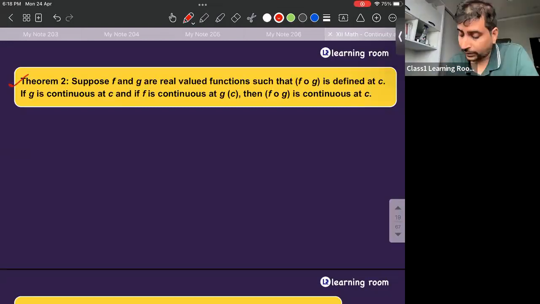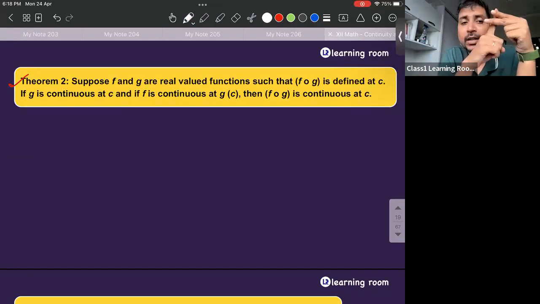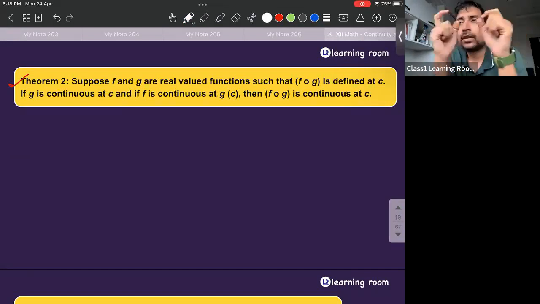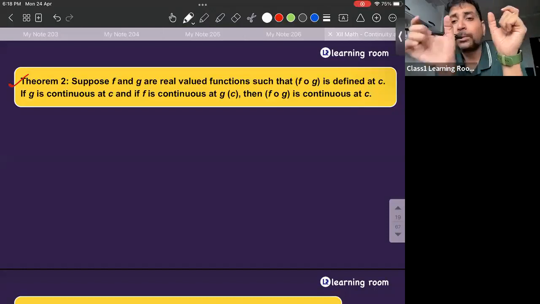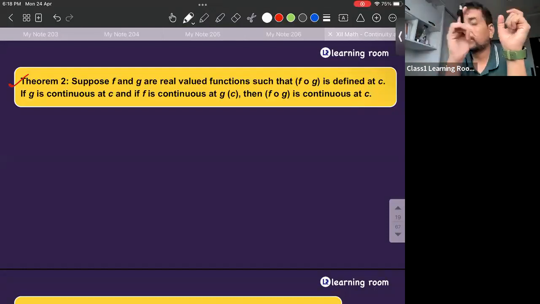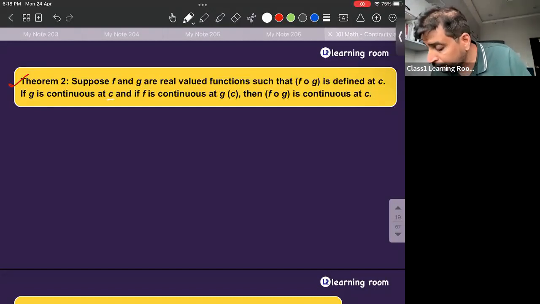So listen to this. Theorem number 2 says something like this. That was definition number 2, here you say theorem number 2. If f and g are real valued functions such that you can define a composite function, f circle g at c, then if g is continuous at c and f is continuous at g of c, we can conclude that f circle g is continuous at c.